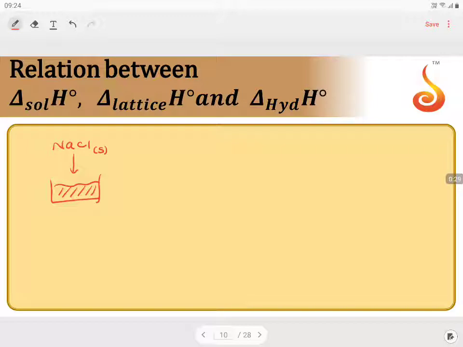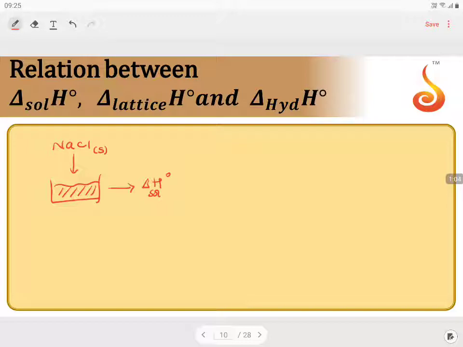now the energy released by completely dissolving the compound in excess of water is called enthalpy of solution. This is called as enthalpy of solution. The amount of energy released by dissolving completely 1 mole of a compound in excess of water, that is taken as enthalpy of solution.